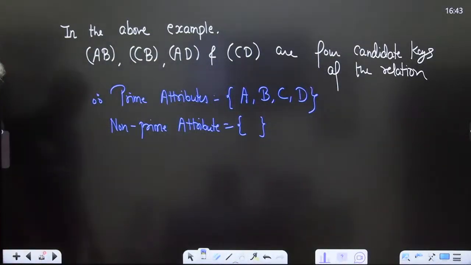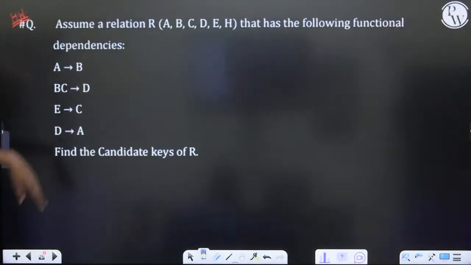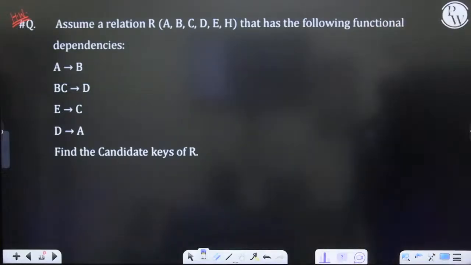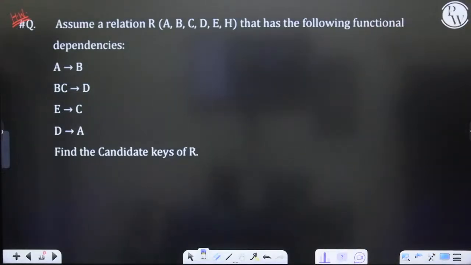Okay, the next example, or next homework problem, is this. What are the candidate keys of this relation?